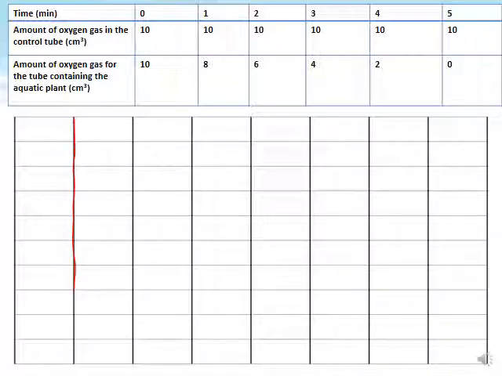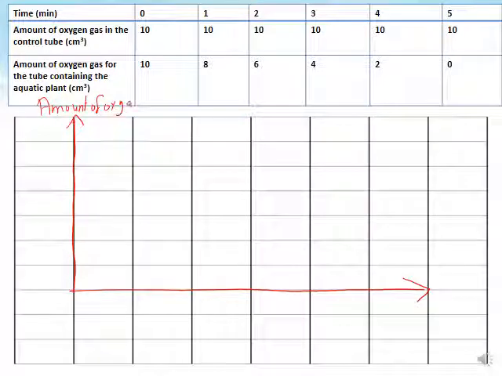And then we have to move to the title of the axis. And these are the arrows. Title: this is the amount of oxygen gas. What is the unit? It's centimeter cube. And here we have the time in minutes.